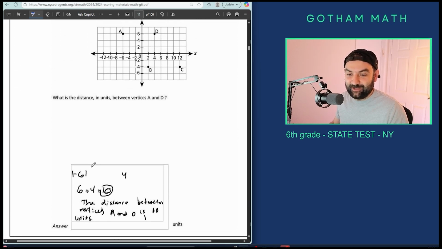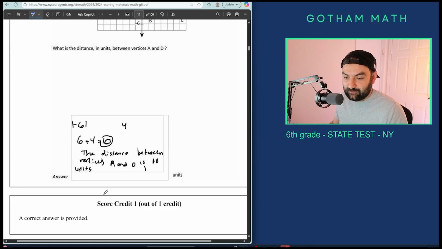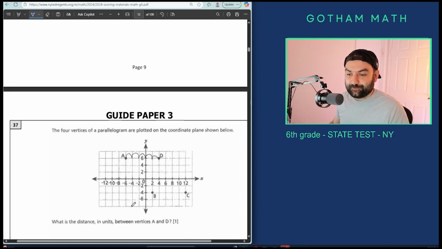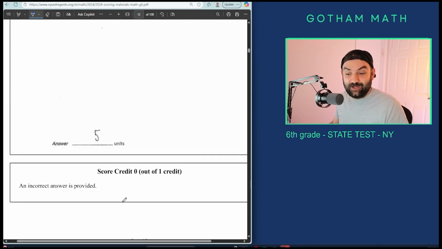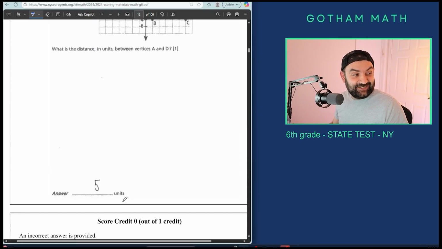Now we have something. 6 plus 4 is 10. The distance between points A and D is 10 units. Well, technically that's right. 1 out of 1. It's a 1-point question. Look at this. Someone answered 5 and got 0.